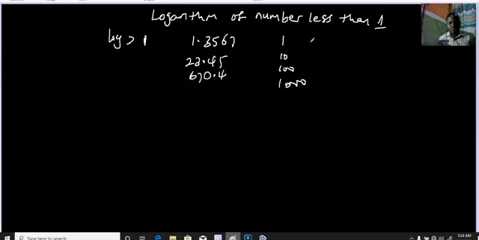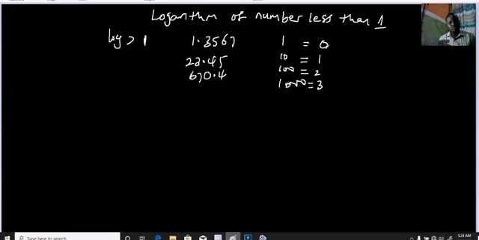Now if you look, log of 1 is going to give you 0, while log of 10 is going to give you 1, log of 100 is going to give you 2, while log of 1000 is going to give you 3. That is, if you have something like this with only one number in front, it can be 9 or whatever.